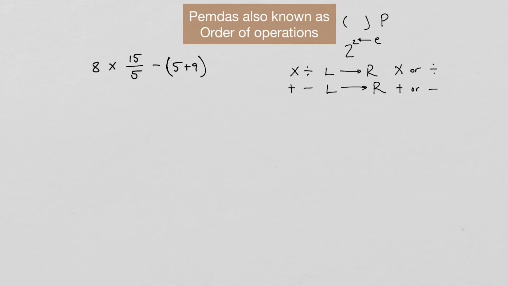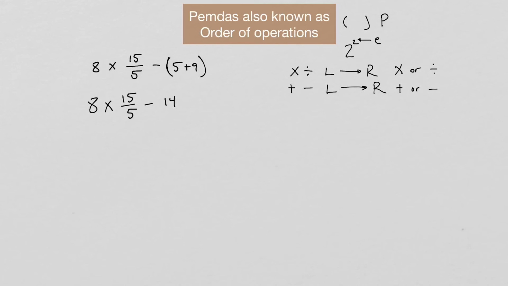Okay, working our way from left to right, we see we have the parentheses. So that's the first thing we take care of. So rewriting this, we have 8 times 15 over 5 minus 5 plus 9 gives us 14. And remember, at this point, if you have a single number inside parentheses, you could get rid of the parentheses. So this is kind of what we have now, just 14.